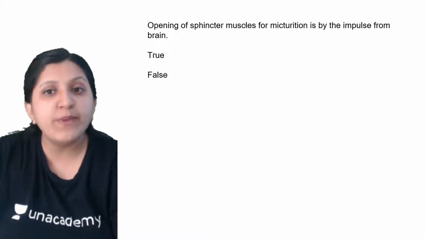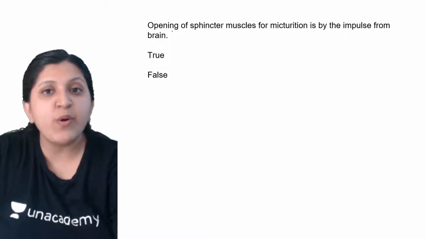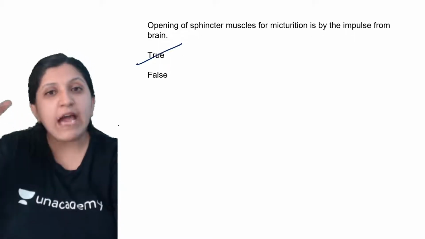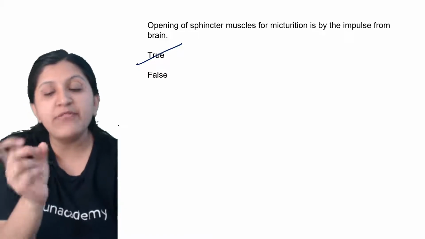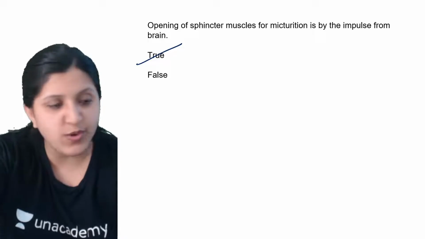Opening of sphincter muscles for micturition is by the impulse from the brain. Whether it is true or false: yes, this is true, because under the impulse from the brain itself, the relaxation of a sphincter muscle will occur, and then the urination is going to occur.